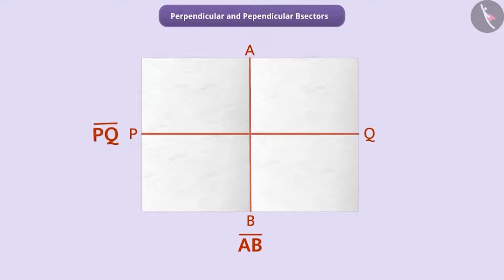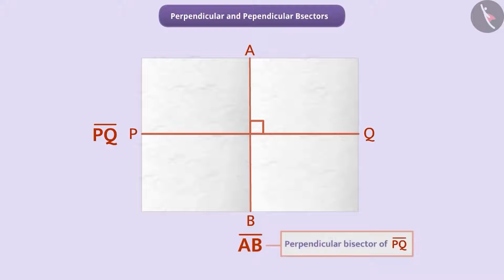As you can see, the two line segments are mutually perpendicular. Also, they pass through each other's midpoint. Therefore, line segment AB is perpendicular bisector of line segment PQ. Similarly, line segment PQ is the perpendicular bisector of line segment AB.